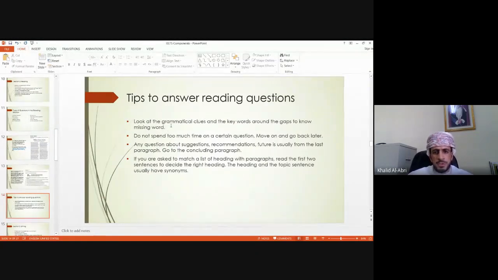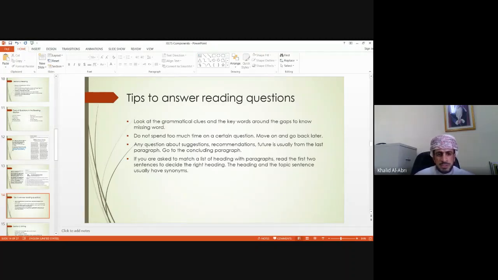As I said before, you need to look at the grammatical clues, the keywords around the gaps, especially if you have gaps, like summaries to complete. And don't spend too much time on a certain question. You might see that in some questions you keep looking, but the answer is not there. You cannot find it. So don't waste time. Move to the next one. The next one might be easier. And then if there is extra time, just go back and check the answer of the difficult question.